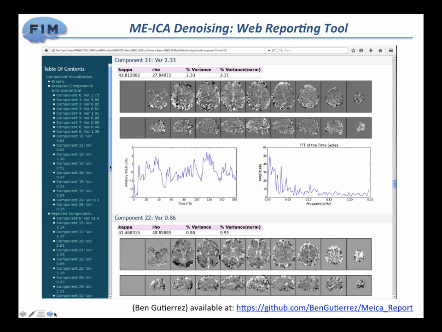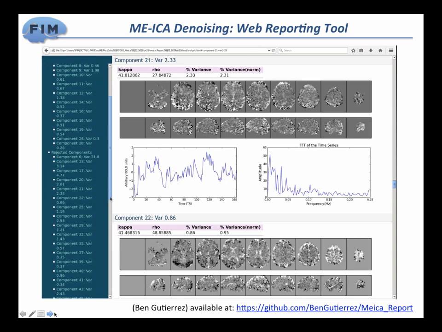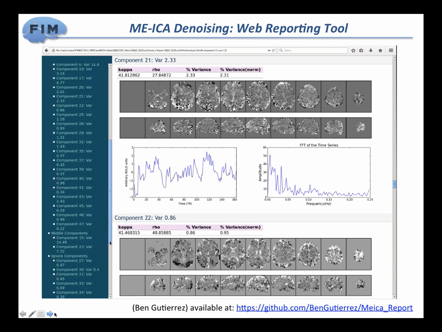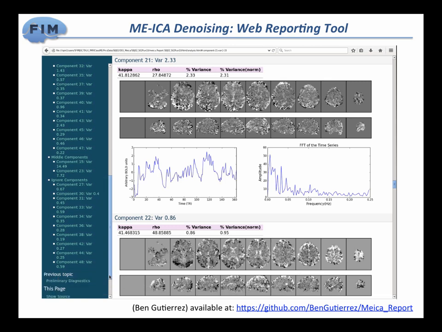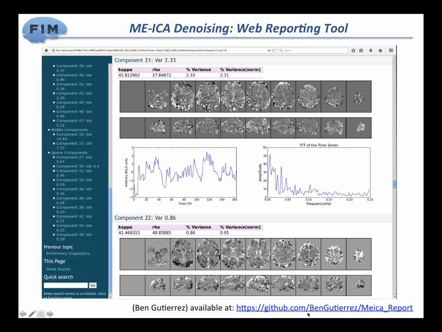That tool, as far as I understand, is not distributed with AFNI, but it can be downloaded from this website. And this one definitely, if there are any improvements or any requests for things that you would like to check, please let us know, because this one we're actively developing ourselves.